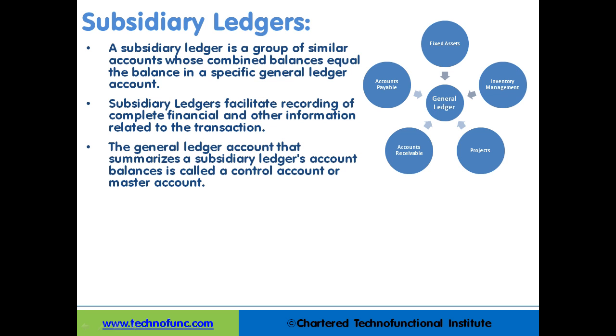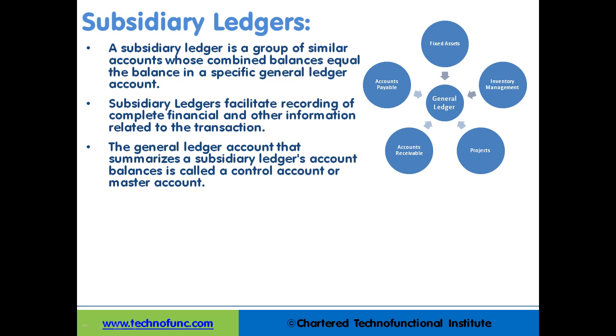Diagram on the right depicts some of the commonly used subsidiary ledgers. They are fixed assets, accounts payable, accounts receivable, projects and inventory management, and they all send the financial data to the General Ledger. Let's now understand the concept of subsidiary ledger by having a look at the accounts receivable process. We have accounts receivable (AR) subsidiary ledger that includes a separate account for each customer who makes credit purchases. The combined balance of every account in this AR subsidiary ledger equals the balance of accounts receivable account in the general ledger. Accounts receivable account is also known as customer receivable control account.